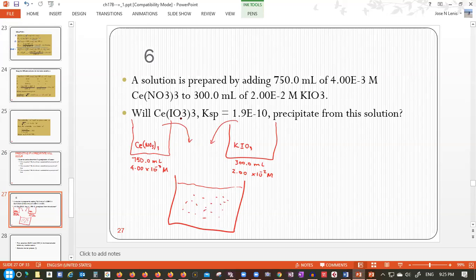because this is insoluble. How do you know this is insoluble? Because it has a KSP. The problem is giving you a big hint. The problem is telling you this compound may precipitate because it's insoluble, because it has a KSP. Remember, only insoluble salts have KSP.